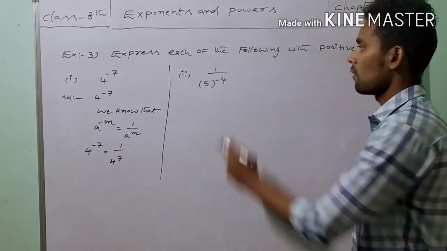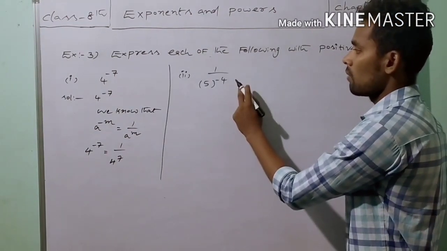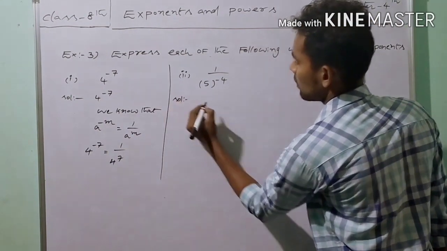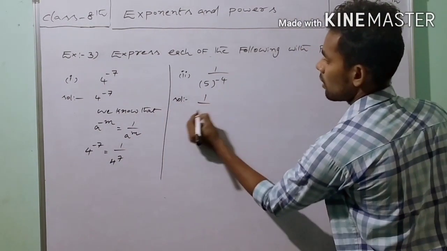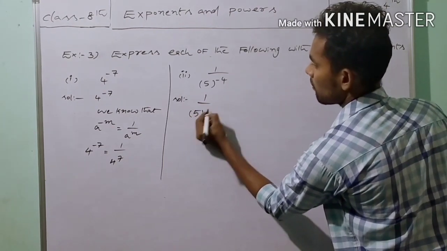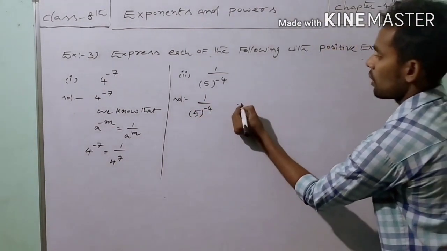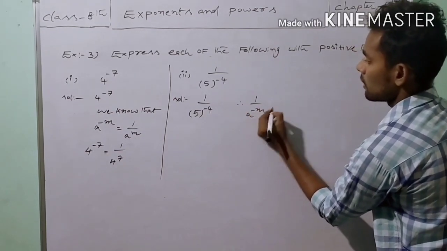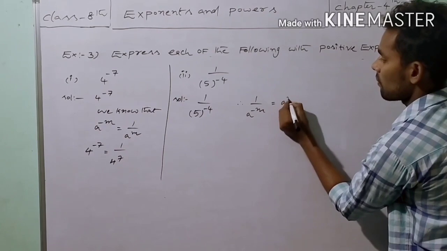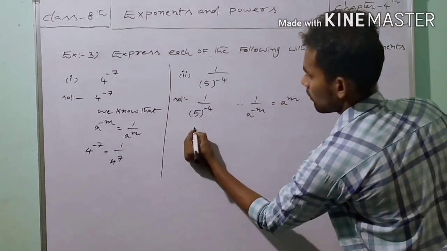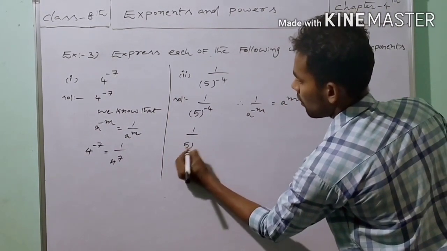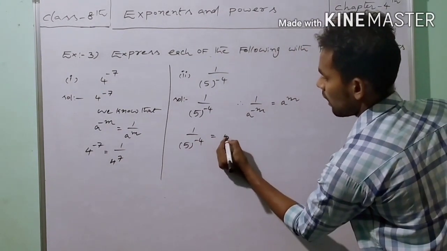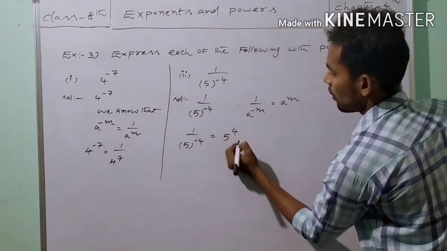Second question: 1 by 5 whole power of minus 4. Solution: 1 by 5 whole power of minus 4. Therefore, 1 by a power of minus m equals a power of m. 1 by 5 whole power of minus 4 can be written as 5 power of 4.